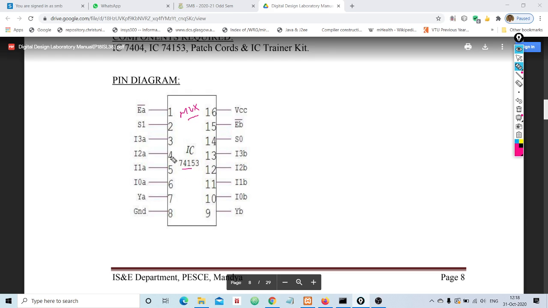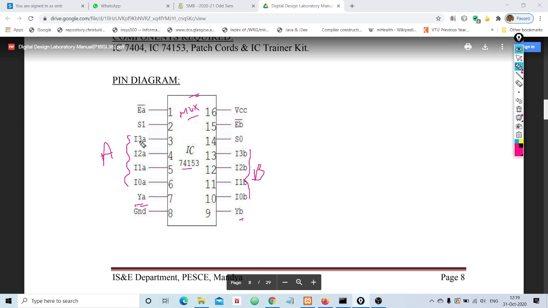Now at a high level, have a look at this pin structure of the multiplexer. Totally 1, 2, 3, 4, 5, 6, 7, 8, 9, 10, 11, 12, 13, 14, 15, 16. It is a 16 pin IC. Just observe carefully, there is one group called I3A, I2A, I1A, I0A, and YA. Can you see YA here? And similarly, can you see I3B, I2B, I1B, I0B, and YB? This is one MUX labeled as A, and this is another MUX labeled as B.